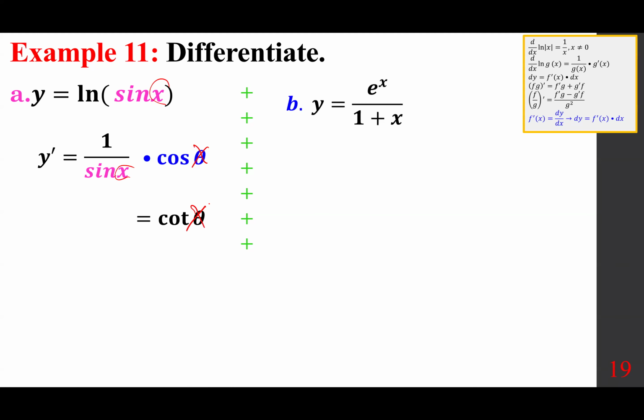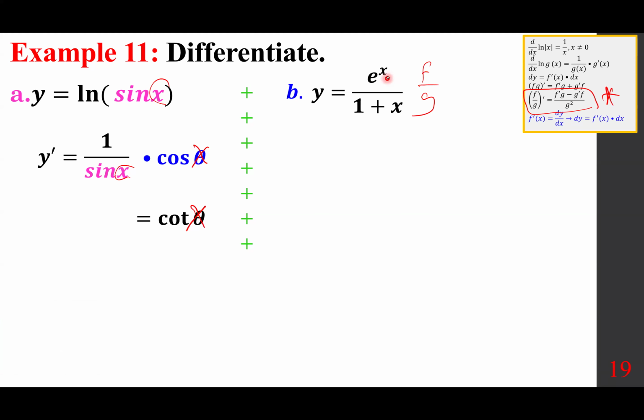What about this function, y equals e to the power of x over 1 plus x? You may recall that we've done this. We are going to differentiate by using f over g, the quotient rule. And as I mentioned, I would write the quotient rule from memory, and I will follow that: f prime g minus g prime f over g squared.